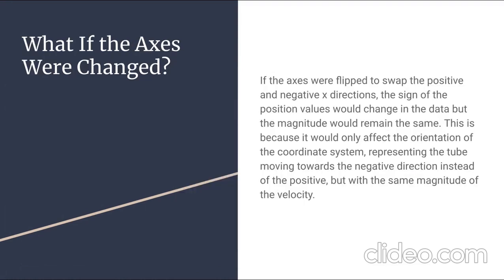So what if the axes were changed? If the axes were flipped to swap the positive and negative x directions, the sign of the position values would change in the data, but the magnitude would remain the same. This is because it would only affect the orientation of the coordinate system, representing the tube moving towards the negative direction instead of the positive, but with the same magnitude of the velocity.